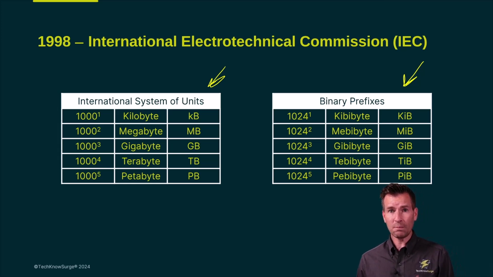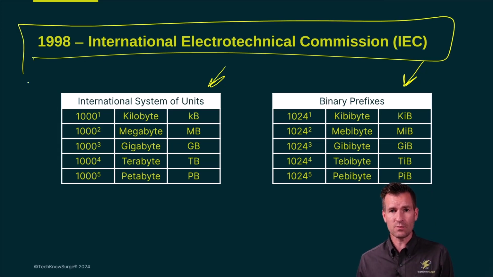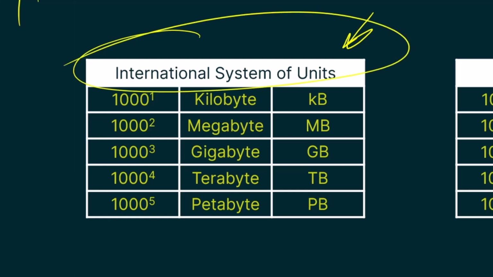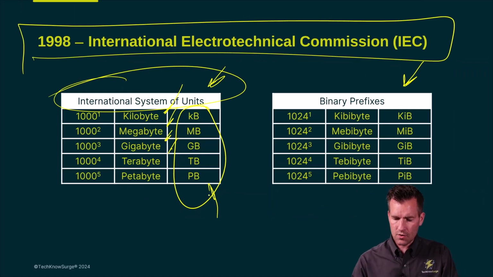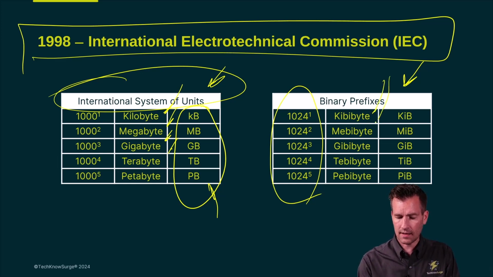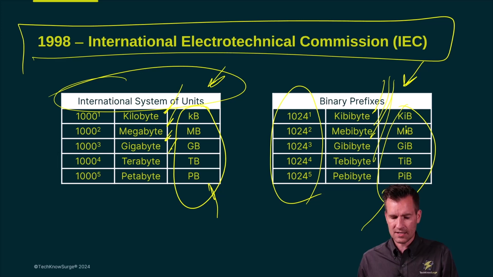To help standardize this, in 1998 the IEC said, okay, this is what you should do. If you're using the SI form of measuring, you can call it kilobytes, megabytes, gigabytes, terabytes, and so on, and you can use the standard measurement. However, if you're using the binary prefix form, you should call it a kibibyte, a mebibyte, a gibibyte, a tebibyte, with a little I slipped in there so that people know and can understand the difference.